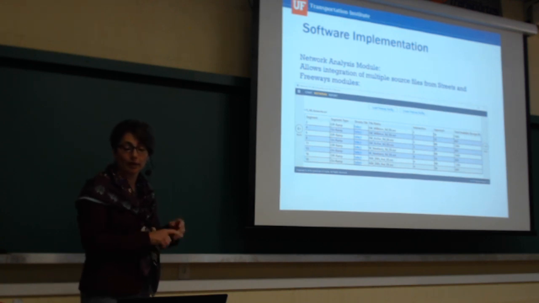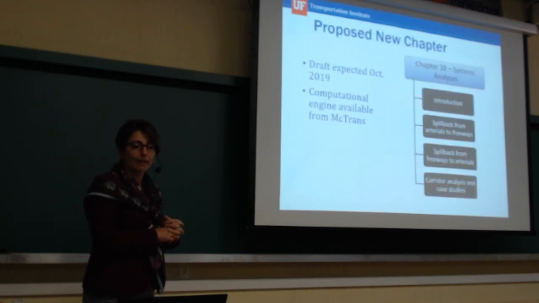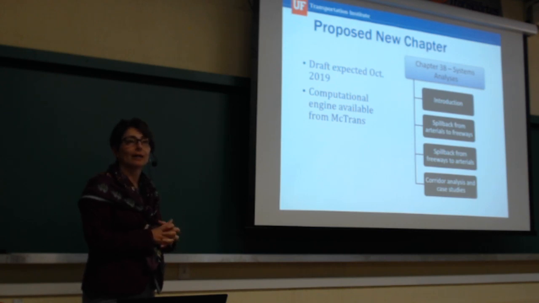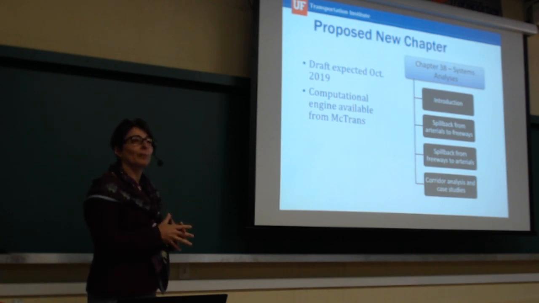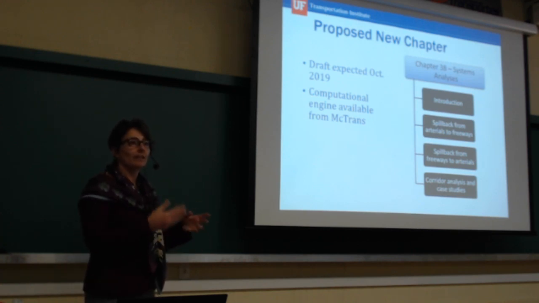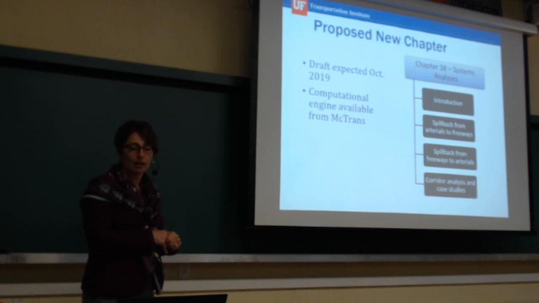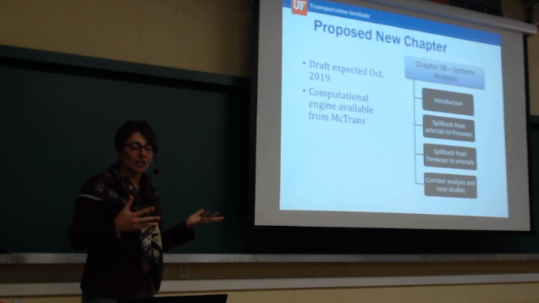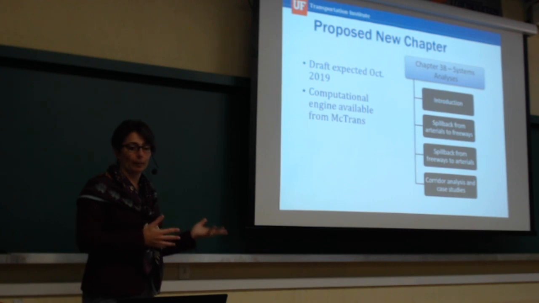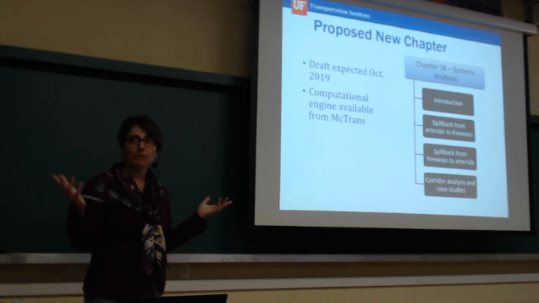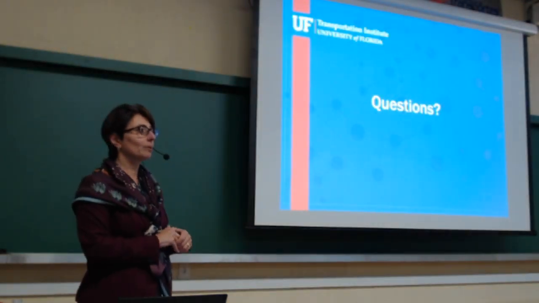If there's anything you want to test from there, but the goal is to have a proposed new chapter in the next few months to the higher capacity committee. We're calling it Chapter 38. It doesn't fit into any of the volumes, but it's probably going to come out, assuming the committee is happy with it, as an online chapter initially, and then we'll see what happens after that. And so, as I said, the computational engine is available from MacTrans, and we'll be looking into the chapter structure such that we have spillback from arterials to freeways and then spillback from freeways to arterials. So, with that, happy to take any questions.